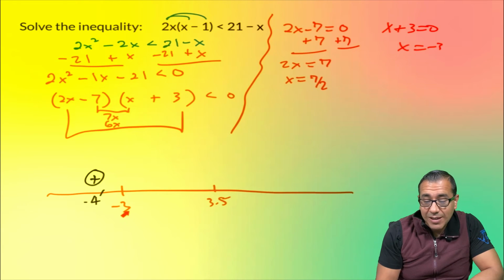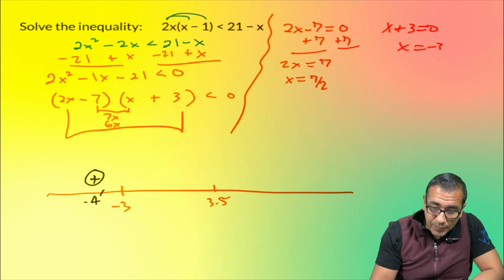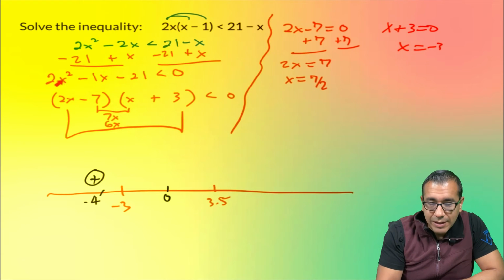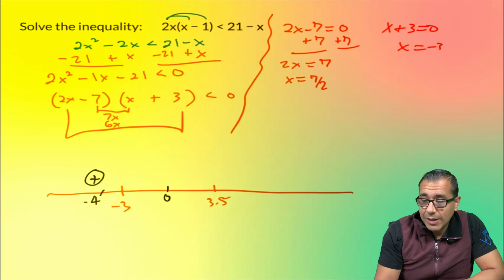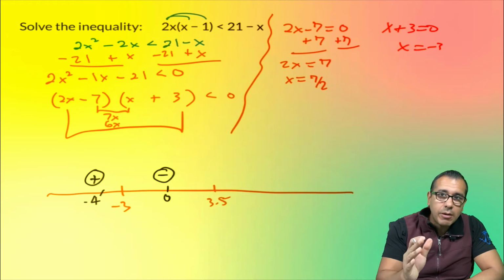So now I'm going to plug in a number between -3 and 3.5. Let me plug in 0, easiest number in the world. So when I plug in 0, no calculator needed, right? This goes away, plug in 0 here, this goes away. So you're left with -21. Again, you're left with the negative. That's all you care about.